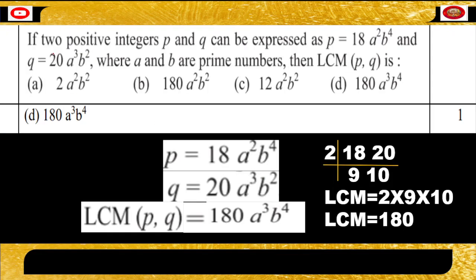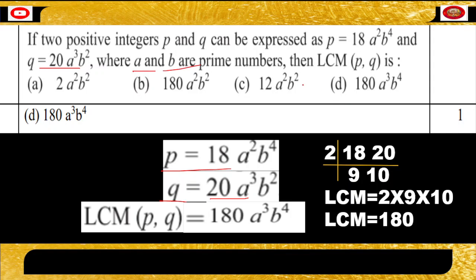Next question. If two positive integers P and Q can be expressed as P is equal to 18 into A square B raised to 4 and Q is equal to 20 into A cube B square, where A and B are prime numbers, then find the LCM of P and Q. They ask the LCM. Given is P is equal to 18 into A square B raised to 4, Q is equal to 20 into A cube B square.